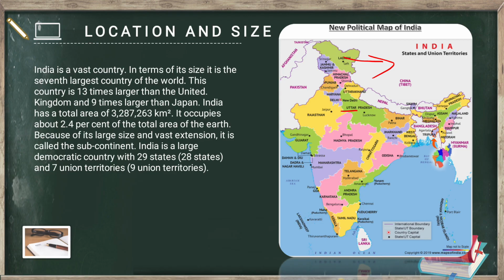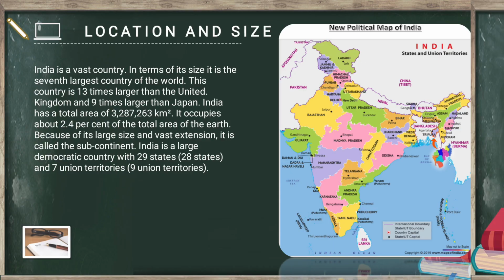So now with the latest one, it is how many? 28 states and 9 union territories. So in the exam, you have to write this one, not the one in the book. The book has become old now. We have to update our geography, our history. So this is all about our country India, its location and its size.